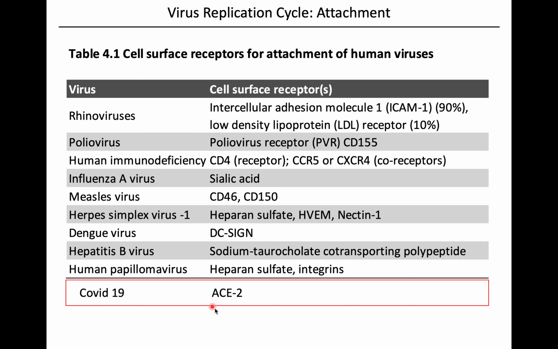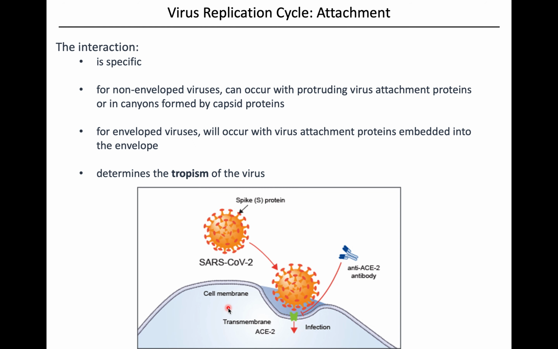The cell surface receptor for that is believed to be this protein called ACE2. And you can see in the cartoon here, here's the ACE2 protein in green on the surface of the cell. Here's your SARS-CoV-2, COVID-19 virus. So you have these glycoprotein spikes extending from the viral envelope, and you would get a specific interaction between viral protein and cell surface receptor, right? And that's for every virus that's been studied. This interaction is always specific.